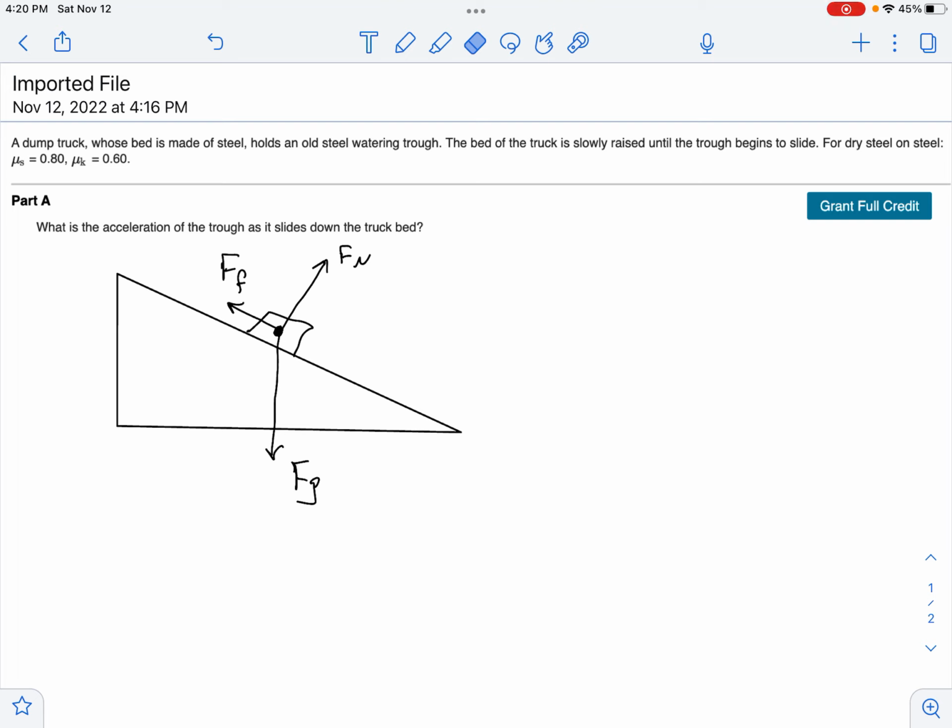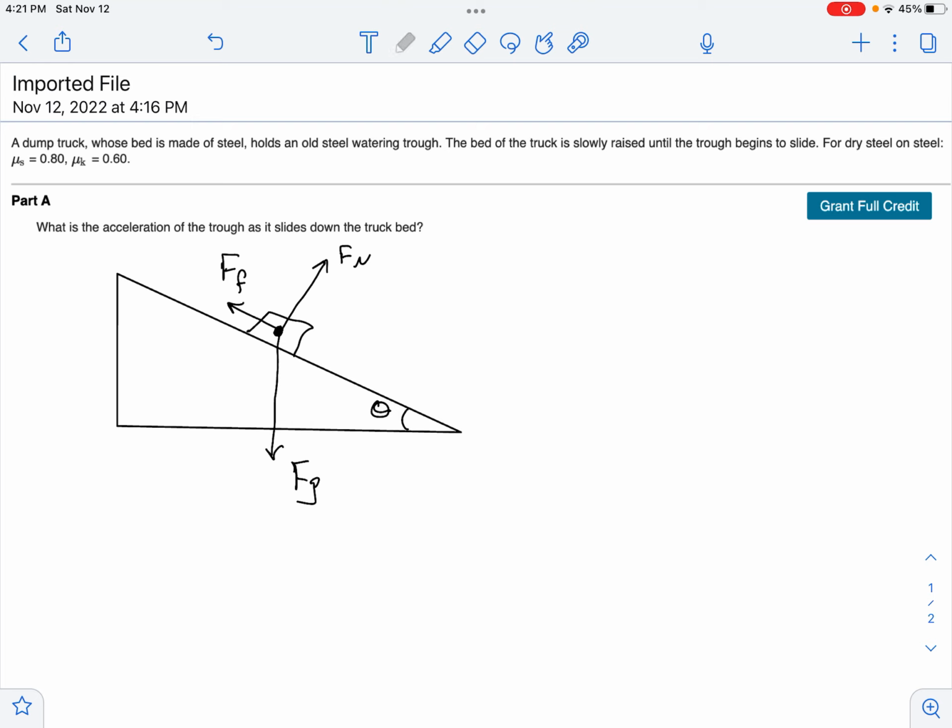This is going to work out to be a two-part problem because we need some information that's not given to us in order to figure out what the acceleration is. Mainly, we don't have our angle. We don't know at what point it starts to slide. To know what our forces are going to be, we need to figure that out first.